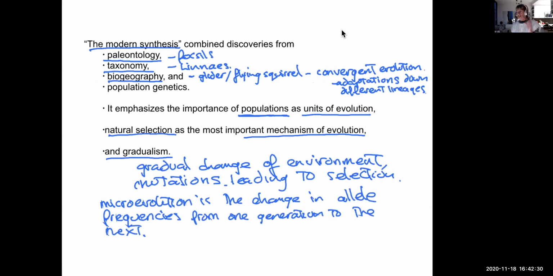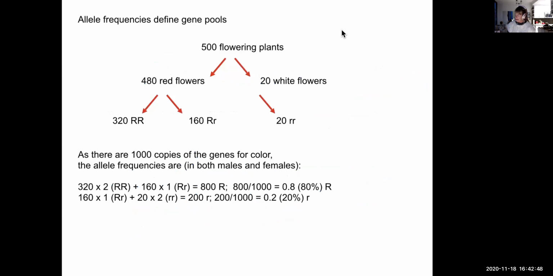And it's not until there's an accumulation of all of these changes that it becomes macroevolution, where you could actually get speciation, a new species from an old one. So let's look at allele frequencies.